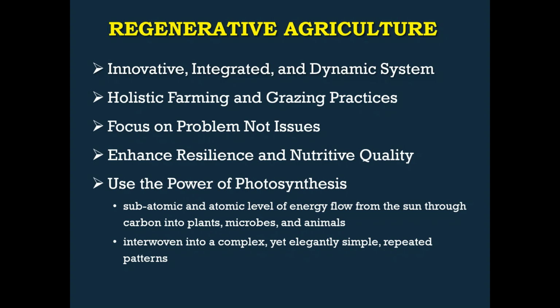We're going to talk a little bit about how I see the difference between the issues and the problem that exists in agriculture. That's going to help to build up the resilience of the system, improving nutritive quality of both the animals and the crops that you're producing. And in this, we're basically utilizing the power of photosynthesis. This is all about how carbon is flowing.